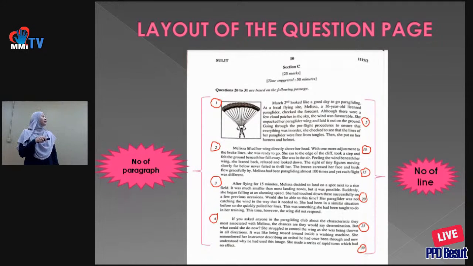For example, if they say from paragraph 3, what are blah blah blah, the answer must be in this paragraph only. Do not waste your time to read starting from paragraph 1, because you will not find the answer in paragraph 1 and 2 if the question asks you to find the answer in paragraph 3.